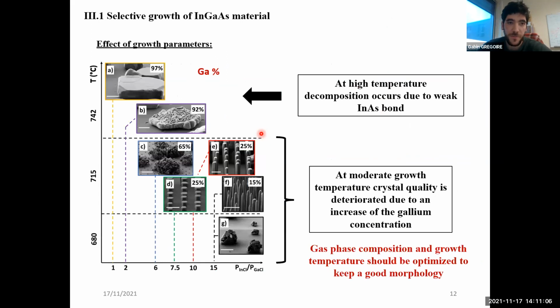Here you have a summary of different growth conditions that I tried to grow indium gallium arsenide. So at high temperature, we can have decomposition of the material, which is due to the weak indium arsenide bond at such growth temperature. And at a standard growth temperature, we can see that the gallium concentration deteriorates the crystal quality. So this means that in order to tune the composition and keep a good morphology, we have to optimize the growth temperature with the vapor phase composition.